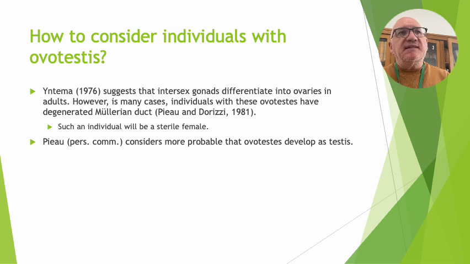Intema suggests that intersex gonads differentiate into ovaries in adults. However, in many cases, individuals with this ovotestis have degenerated Mullerian duct, so they cannot be functional females. Pieau considers more probable that ovotestis developed as testis, and we will keep this solution, which is more logical.